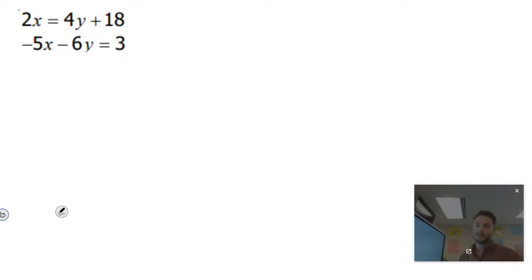But in the interest of making things look the same, I'm essentially going to subtract 4y from that top equation. I'm just going to move that y over so it looks like the bottom equation. I'm going to start with that.